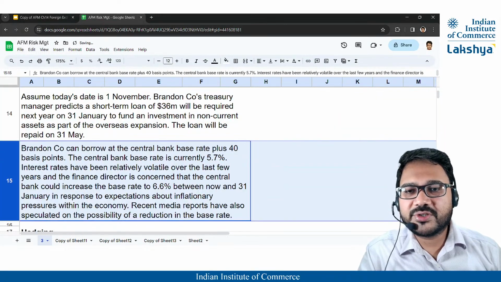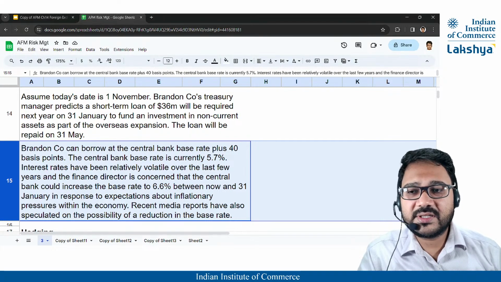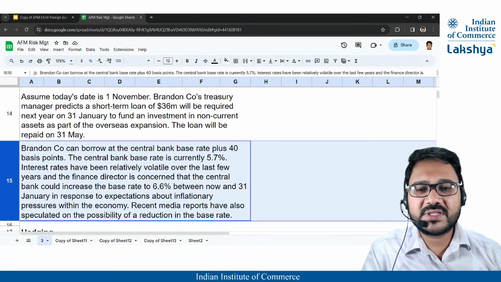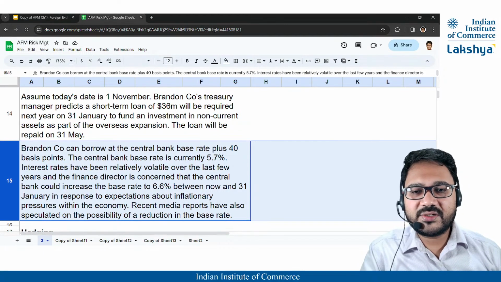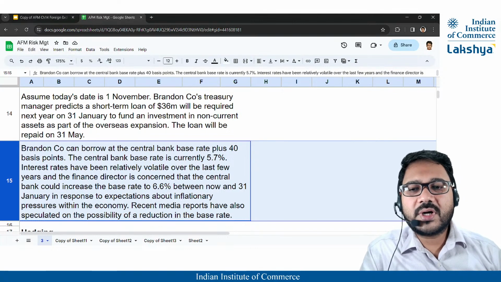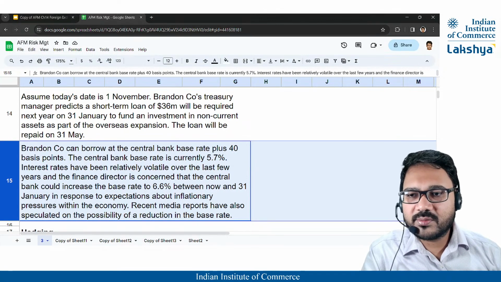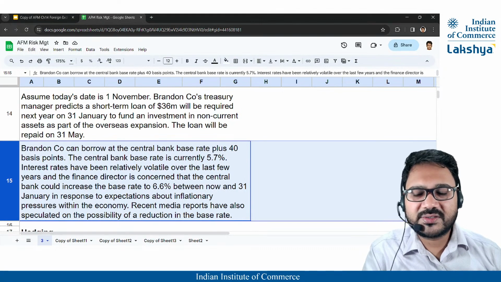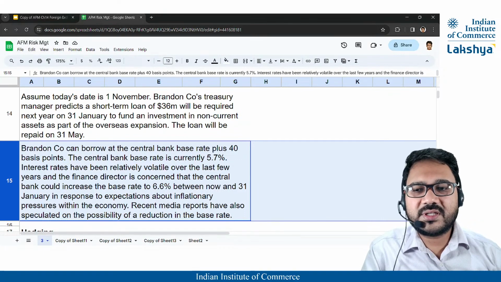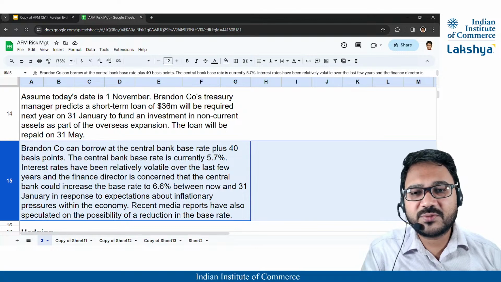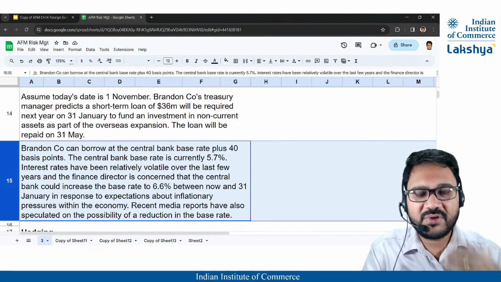Brandon can borrow at central bank base rate plus 40 bips. The central bank's base rate is 5.7% currently, and the interest rates have been relatively volatile over the last few years. The finance director is concerned that the central bank would increase the base rate to 6.6% between now and the 31st of Jan in response to the inflationary pressures within the economy. So the finance director is concerned that the central base rate would go up to 6.6% by the 31st of Jan when we require the loan.